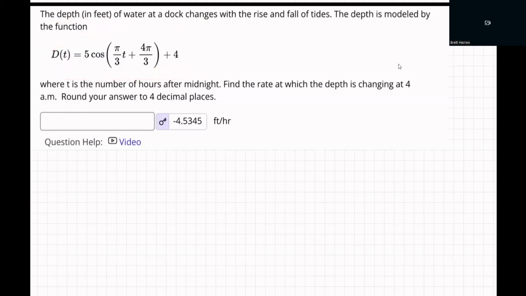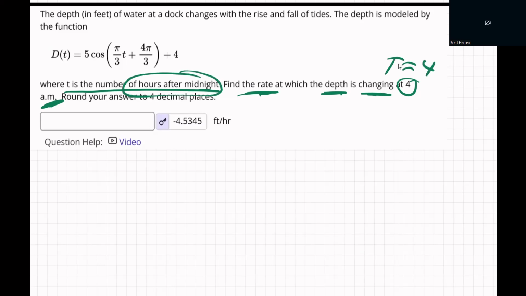So there's our formula, and the D is the depth, like how deep the water is at a dock based on the time. Notice, T is the number of hours after midnight. And then they say find the rate, like how fast the depth is changing at 4 a.m. So that's when T is 4, because 4 a.m. is 4 hours after midnight. T is 4.